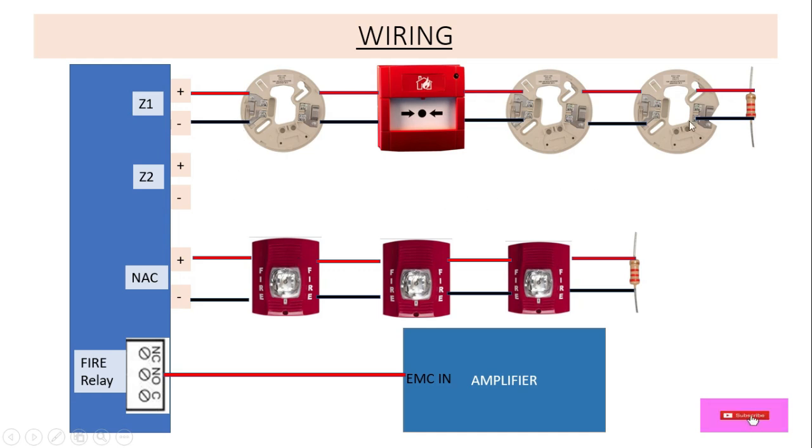This is a detection circuit, and here is the notification appliance circuit. In this circuit we have to connect the strobes. We can get a 24 volt supply from this fire alarm panel. In case of fire, it will give 24 volt supply to these strobes, and they are looped to each other. Again at the end of this we have to use an EOL.